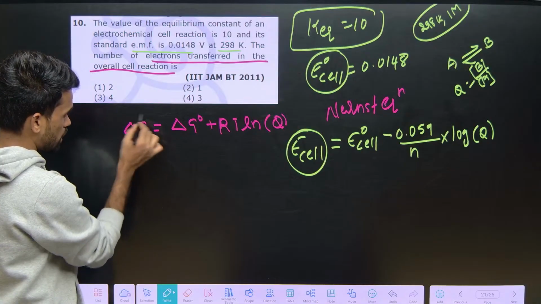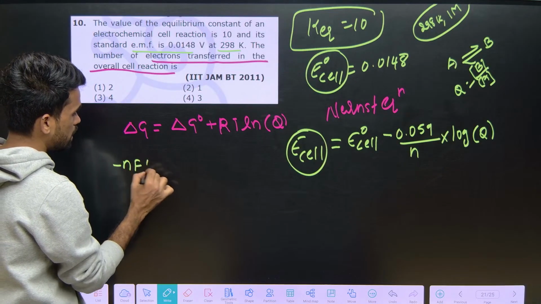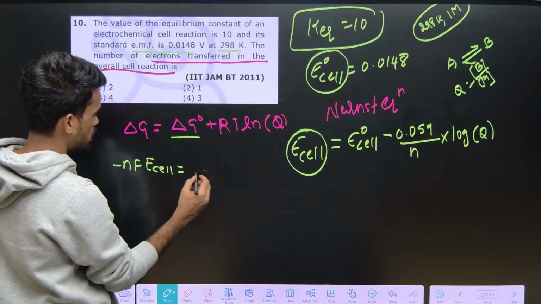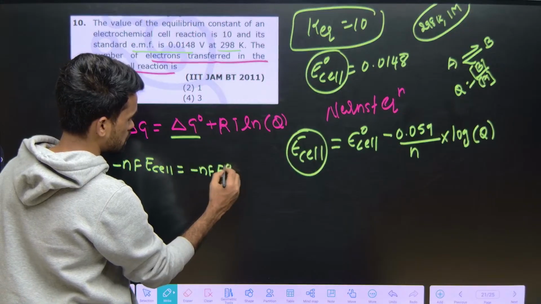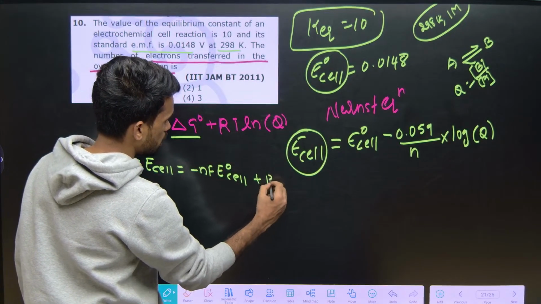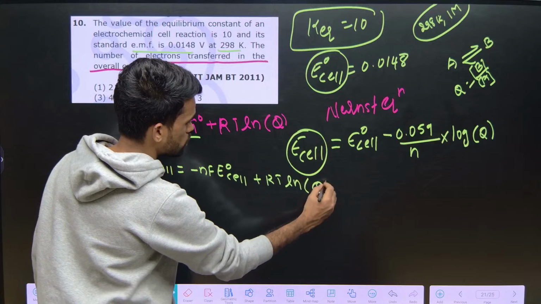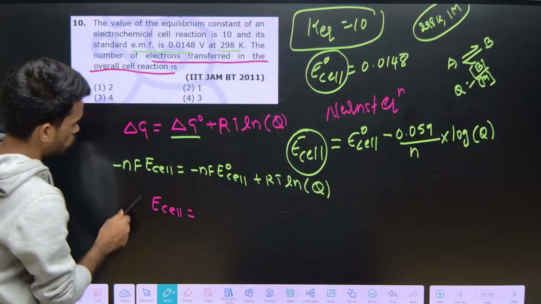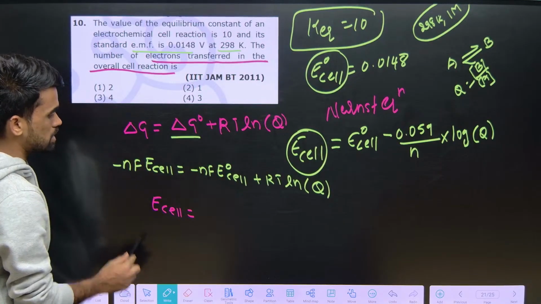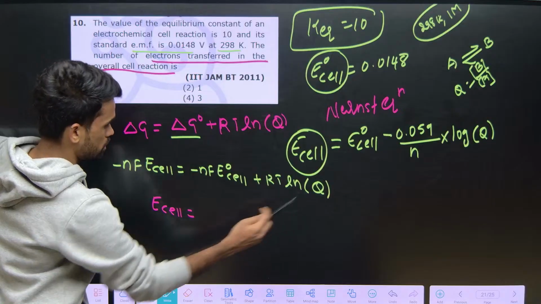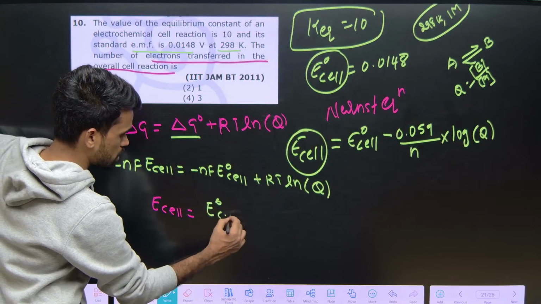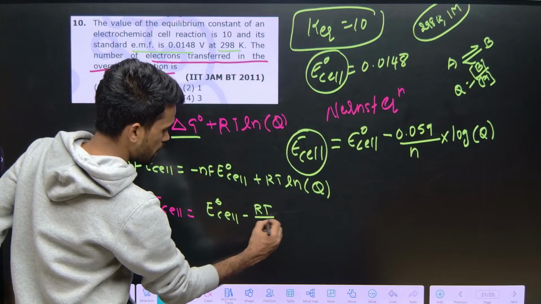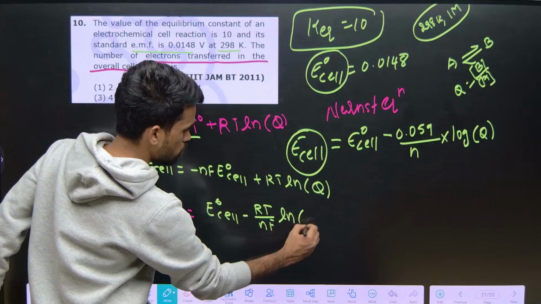So it means what you can write here, delta G means minus nFE cell. This is what we discussed in the previous slide, and here delta G naught, so you can write minus nFE naught cell. And this is RT ln Q, like this you can write. And after this I want only E cell. So here you have a minus nF, here also you have minus nF, that can be cancelled and you need to divide here. So that gives E cell equals E naught cell minus RT by nF ln Q. This is what you will get.